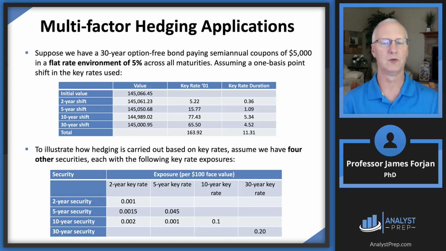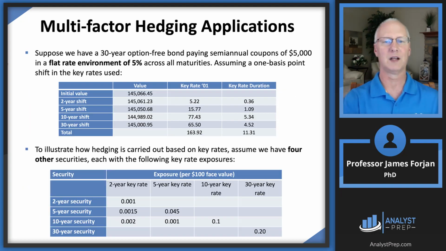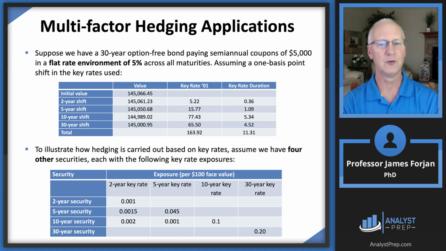duration, because one of those learning objectives was to compute these things, and these are really simple. So let me just give you the simplest way to do this. You can go back and look at this formula, and you can look at that formula, but if you're given something like this, look at the price difference between the initial value and the 2-year shift. If you take the 145,066 and you subtract the 145,061, now go ahead and do the 45 minus 23. What do you get? 5.22.